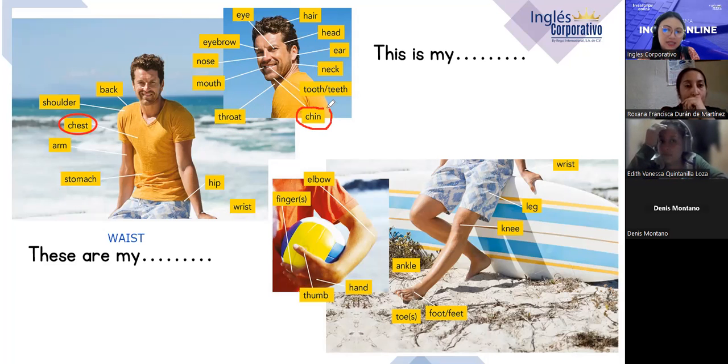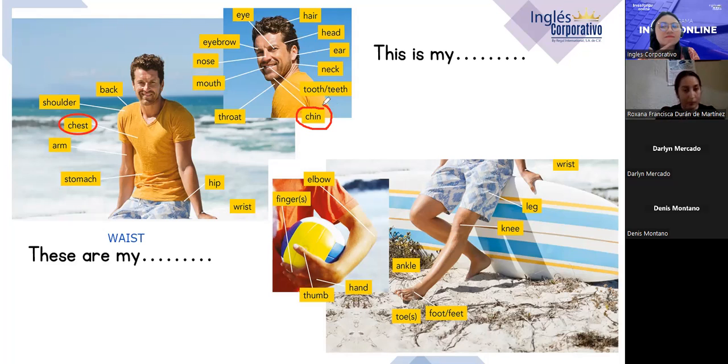Chin, what is this class? Chin. Mentón. Ok, mentón, ¿o de qué otra forma se le conoce? Barba. Barbilla, ¿verdad? Chin, mentón. Ear, creo que estas son bien familiares. Ear, head. And hair. That's it. What else do we have? Let's move on. Nos habíamos quedado acá en esta parte.